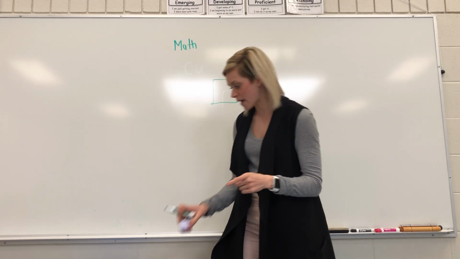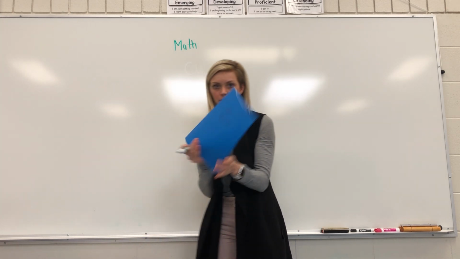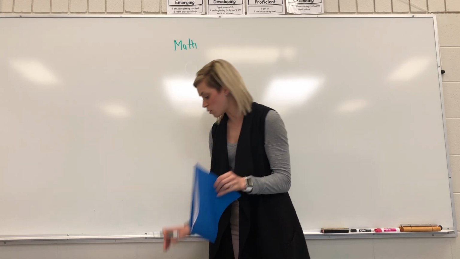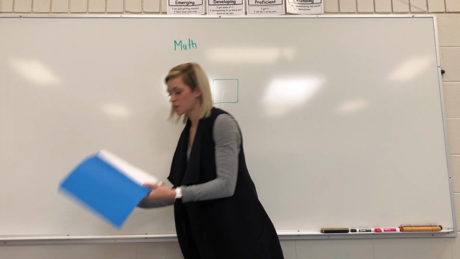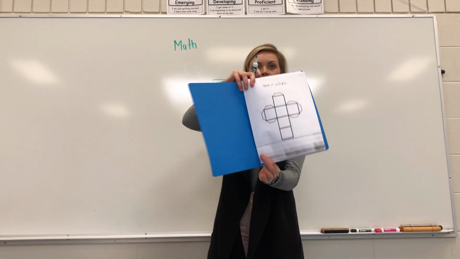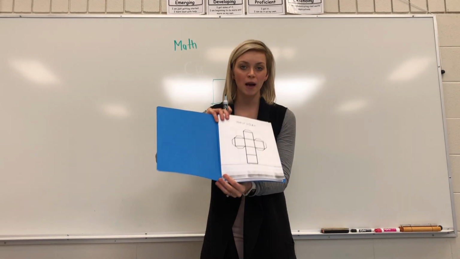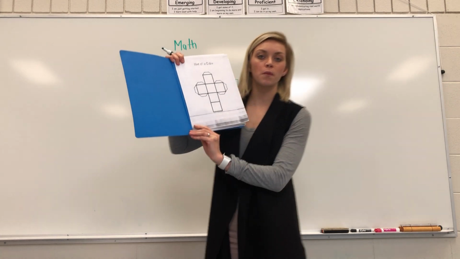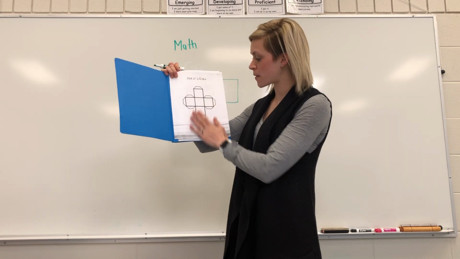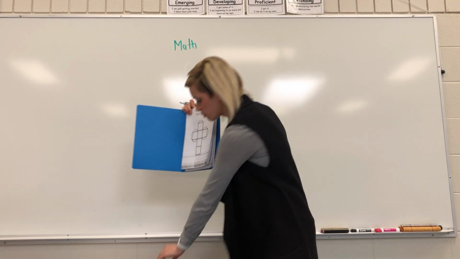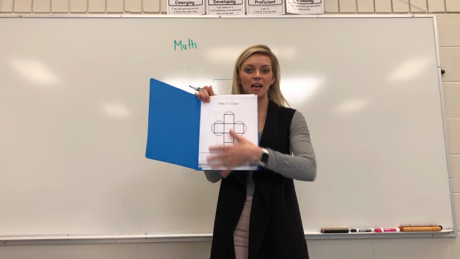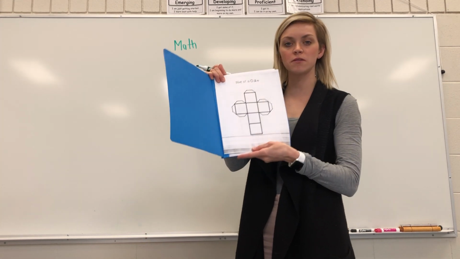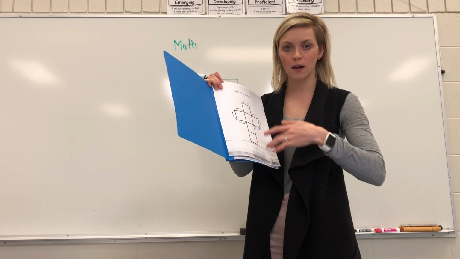In your math duotang, once you get to the new section of yours, you're going to see net of a cube. A net is what we use for 3D shapes in order to build them. If we took apart my cube and laid it out flat, that makes our net. So that's the net. You're going to find that and you're going to cut it out.